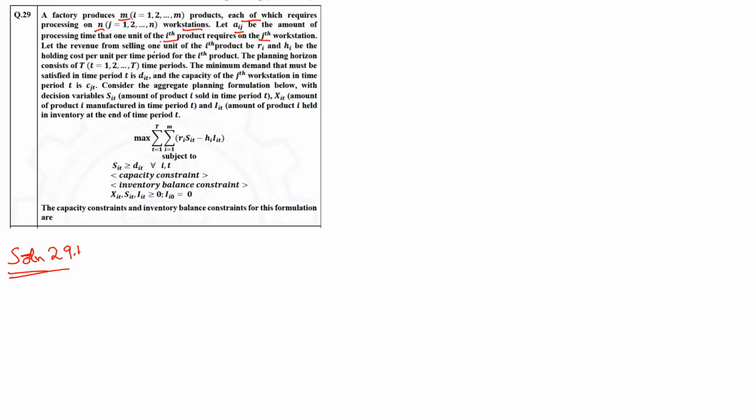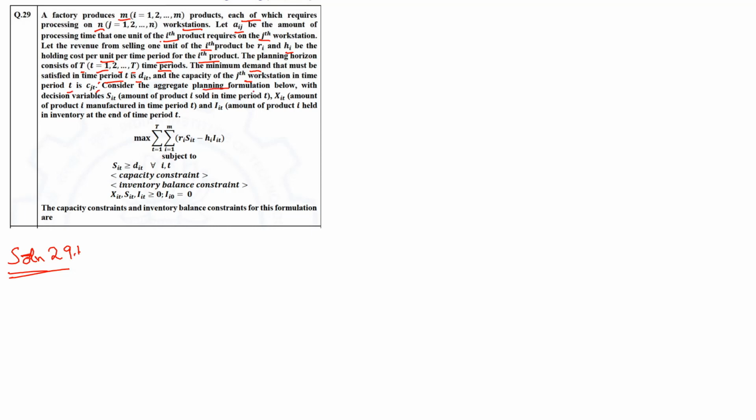Right, now let the revenue from selling one unit of the ith product be ri, right, and hi be the holding cost per unit time period for the ith product. Now the planning horizon consists of t, in which t is equal to 1, 2, and so on, time periods. The minimum demand that must be satisfied in time period t is dit, and the capacity of the jth workstation in time period t is cjt.